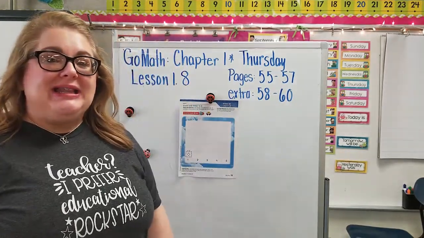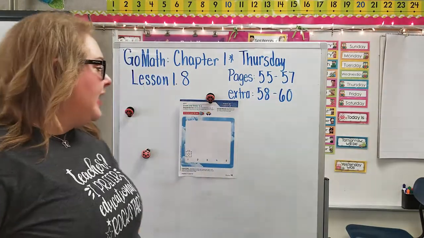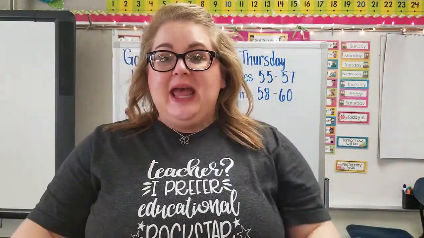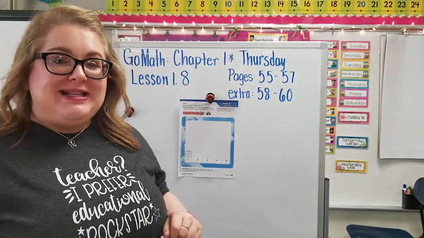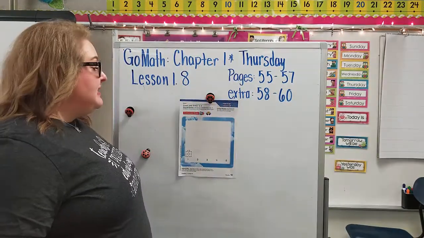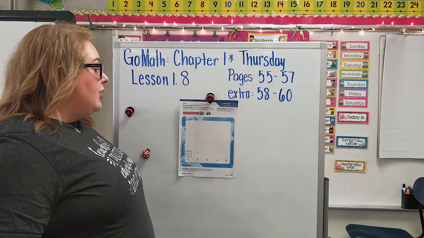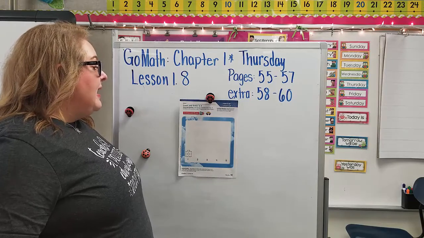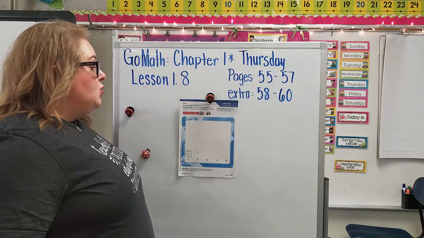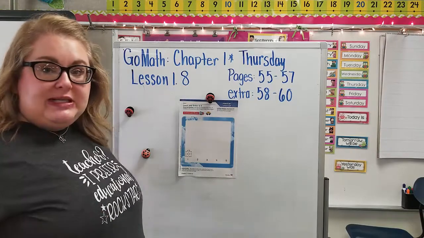We are going to be working on lesson 1.8 today in our Go Math book. You'll also need a pencil and some crayons. And we're going to look at our paper today. Our question today is, how do you know the order of numbers is the same as the set of objects that is one larger? So what we're going to use today is these 10 towers.